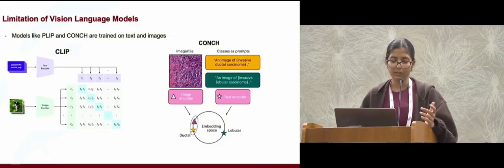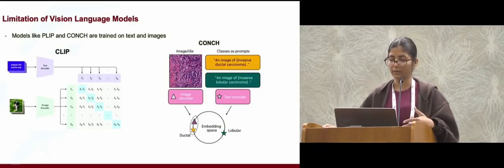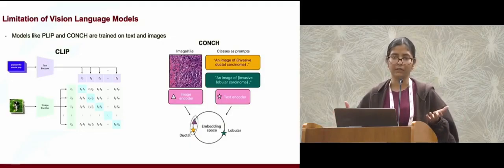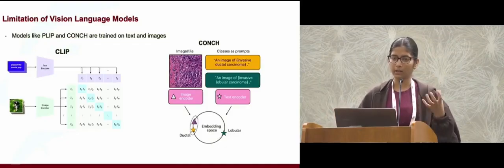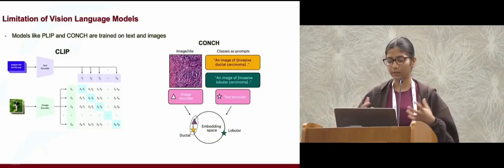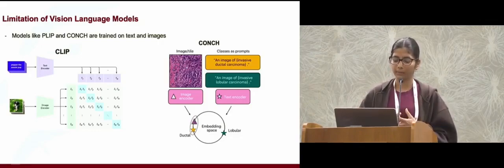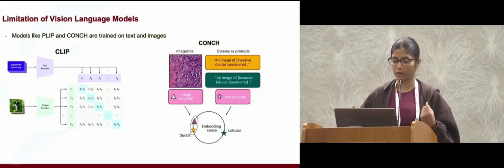The other limitation that we observed was with the VLMs trained on the CLIP architecture. The CLIP-based models such as CLIP and CONCH have image as well as text as input, and there are two different encoders, one for each. The goal is to align the image embeddings and text embeddings in the same embedding space. Whenever a pathology is present in the image, the goal is to bring the embeddings together in the embedding space, and when it is not present in the image, push them farther away.